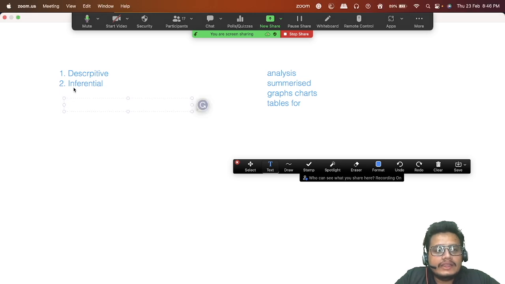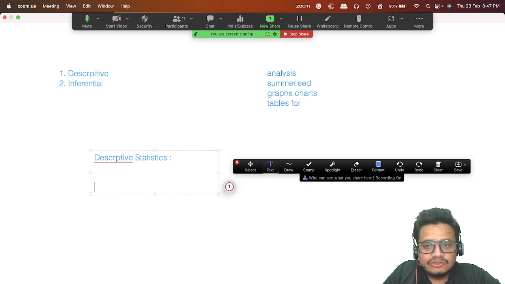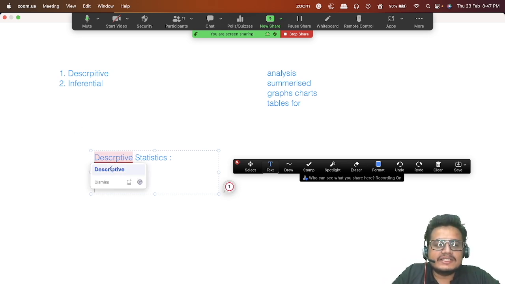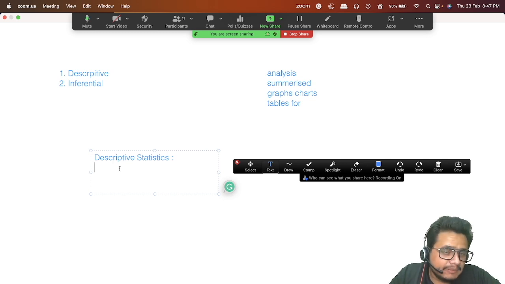Now second is inferential statistics. It is basically used to generalize some conclusion about the population. Descriptive statistics: when we take the whole data, and on the whole data we do some analysis, or we make summaries out of it, or we make some graphs and tables by using the whole data, it comes under descriptive statistics. But when we are working on a sample data, and from that sample data we are making some conclusions, it comes under inferential statistics. In descriptive statistics we can make graphs, tables, charts.